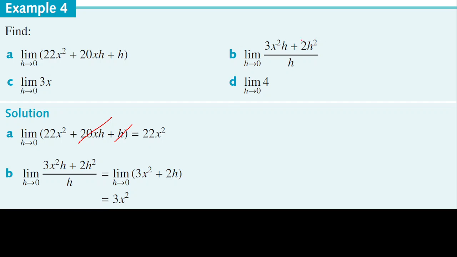B, it's a fraction. If h approaches 0, the denominator approaches 0, we can't divide by 0. So before you calculate the limit, you need to simplify your expression. So any h terms here cross out, and you get 3x squared plus 2h. So you don't divide by h anymore, and the 2h here simplifies. What's left is 3x squared.